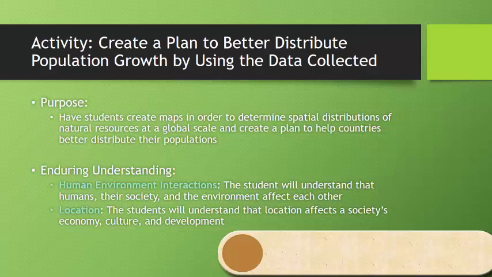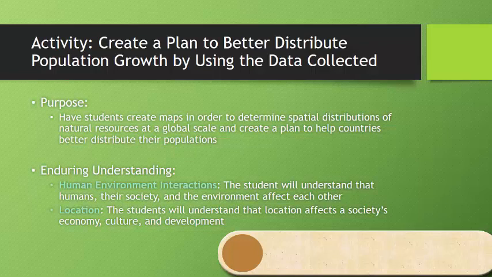Module 2 takes us through an activity in which students create a plan to better distribute population growth by using a variety of data collected. The purpose of this activity is to have students create maps in order to determine spatial distributions of natural resources at a global scale and create a plan to help countries better distribute their populations.